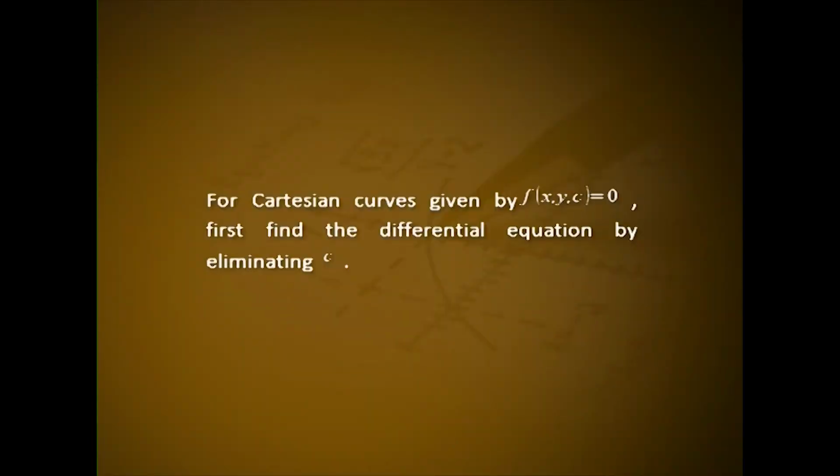Let me try to summarize the prominent ideas in this session. A curve which cuts every member of a given family of curves at right angles is called an orthogonal trajectory of the family. For Cartesian curves given by f of x, y, c is equal to 0, first find the differential equation by eliminating c. Let it be f of x, y, dy by dx is equal to 0. Replace dy by dx by minus dx by dy in this, to obtain a new differential equation as f of x, y, minus dx by dy is equal to 0. Solving this to get the orthogonal trajectory.